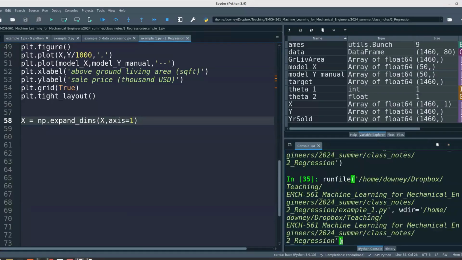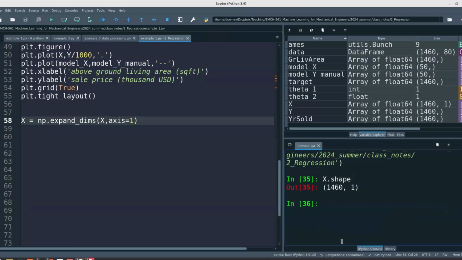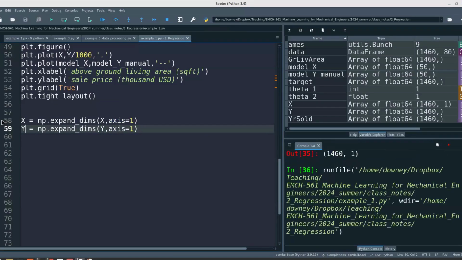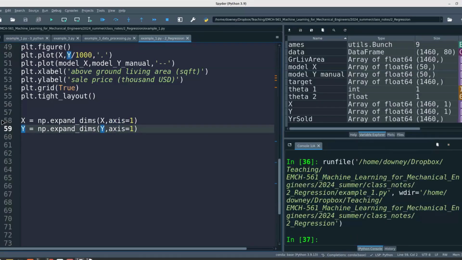And now I'm going to come over here and hit up twice and hit X shape. And now I have X is equal to 1460 by 1. It just allows us to do math. That's all it is. You know, kind of another line of code you wouldn't need in MATLAB. But Python does have its benefits also. I don't mean to be super negative about it, but okay. I'm going to do the same thing for y, and now I have these two expressions.